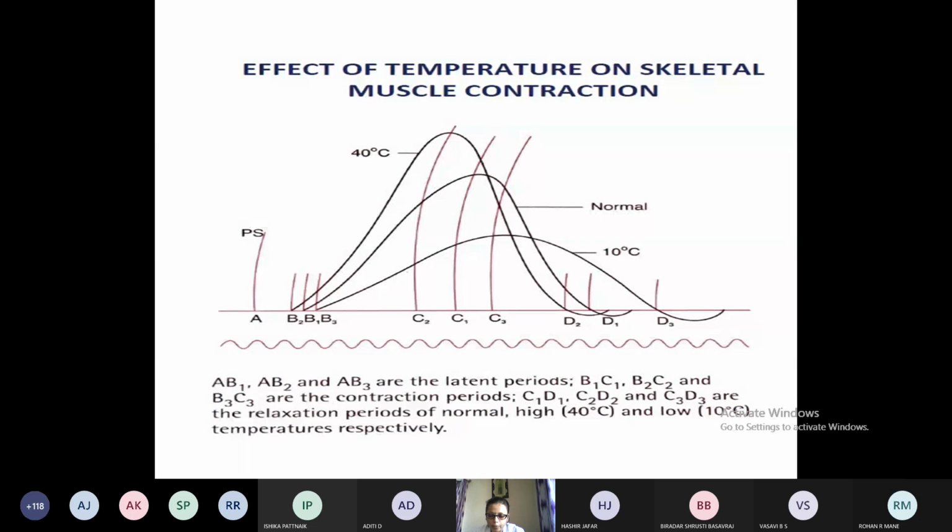And one more important aspect of this practical is: what is heat rigor? It is a likely question asked during the viva voce. What is heat rigor? When the temperature of the Ringer solution exceeds 40 degrees Celsius, say up to 45 degrees Celsius, the muscle proteins get denatured.